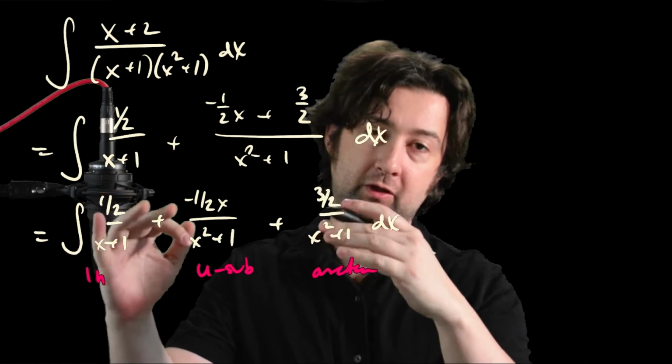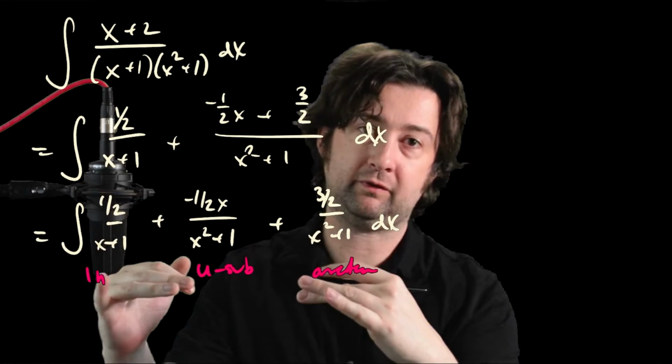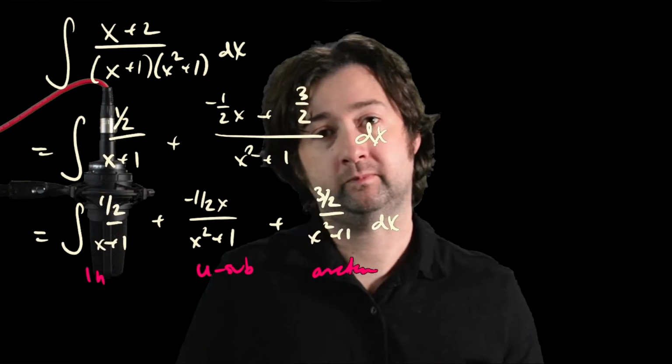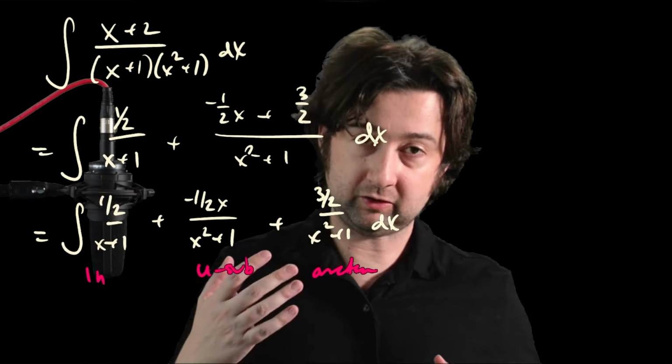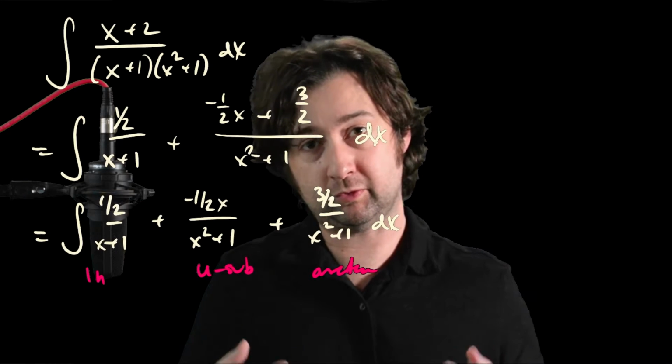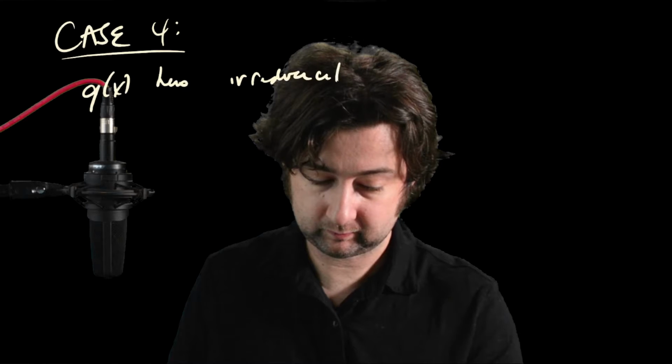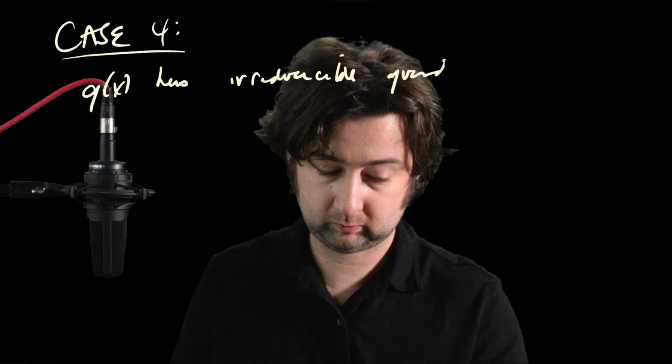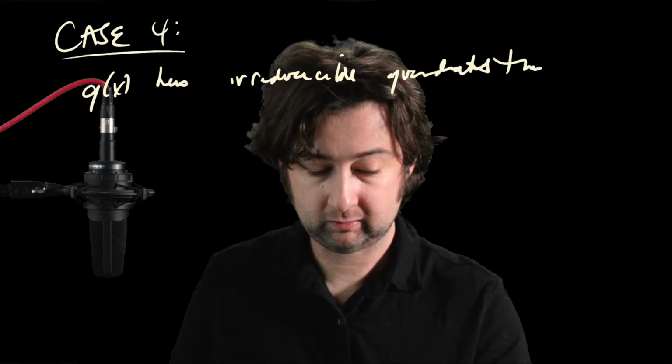So from this point, you can use techniques that we've already done to write down what the final answer should be. Case 4 looks like case 2, except now we've got repeating irreducible quadratics. And so we have to deal with that as well. Case 4. For case 4, this is where q of x has irreducible quadratic terms that repeat.